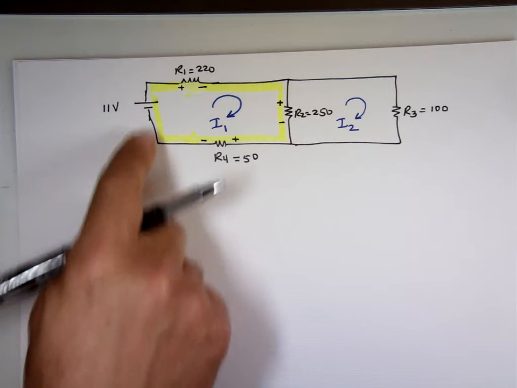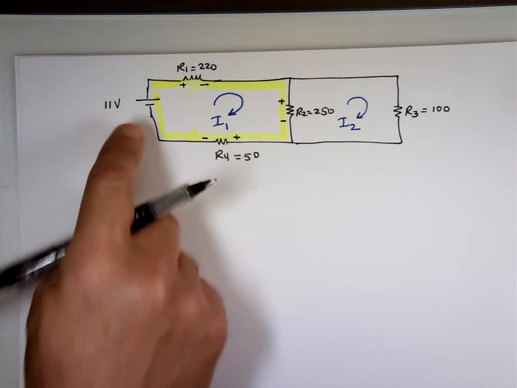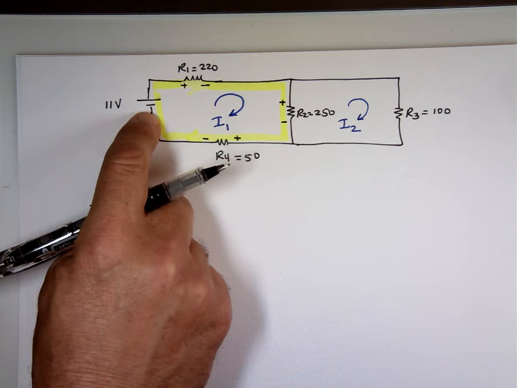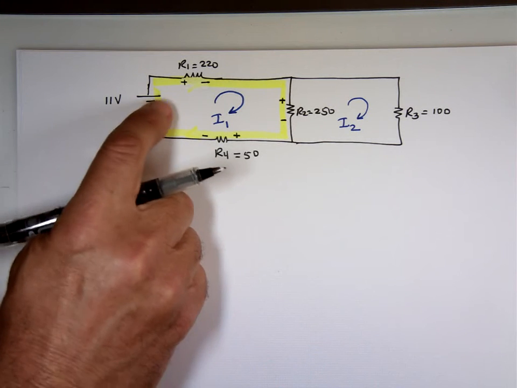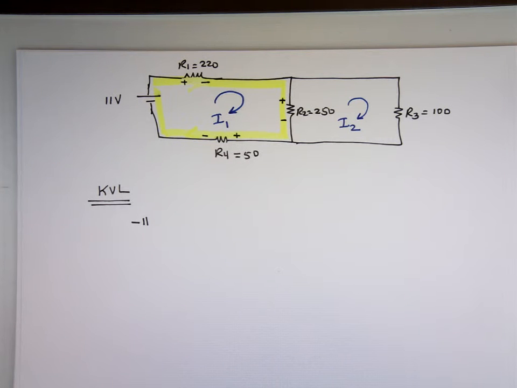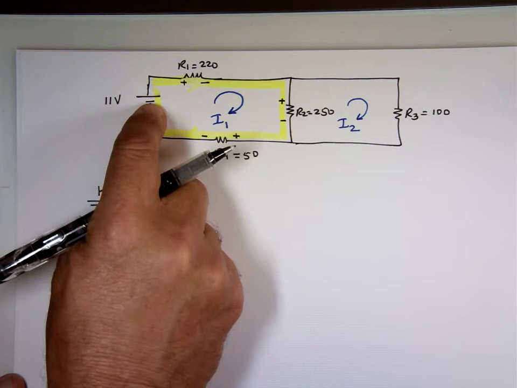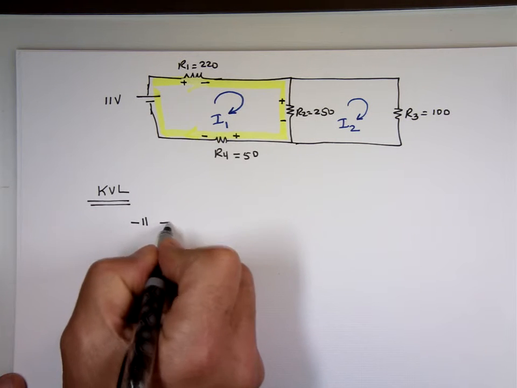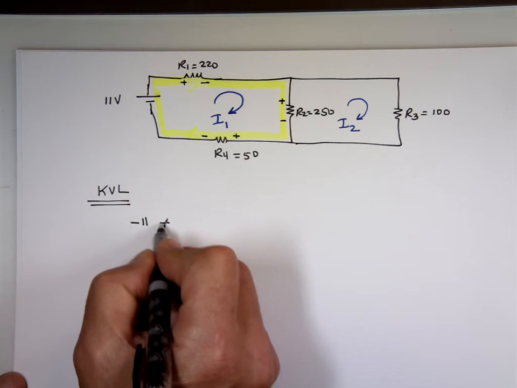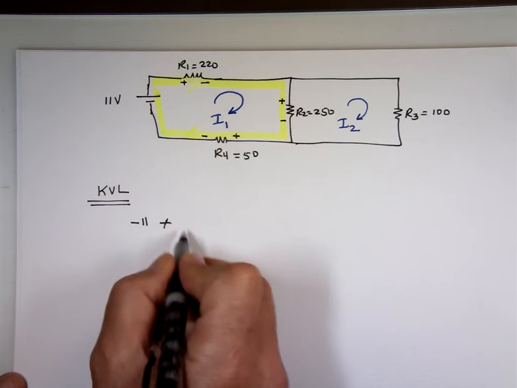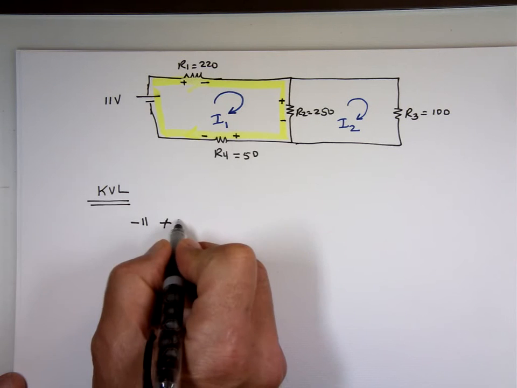Well, because you're entering the source from the minus side. See this minus, that's a negative there. Dominic, this one, through the resistor, is always going to mark it plus to minus. So I can reverse that source, put the plus on the bottom, the minus on the top, then there'll be a plus here. So negative 11, because I'm entering the negative end of it, plus, what's the voltage drop here? Ohm's law says V equals I times R, right? I is what? I sub 1, R is 220. That's 220 I sub 1.